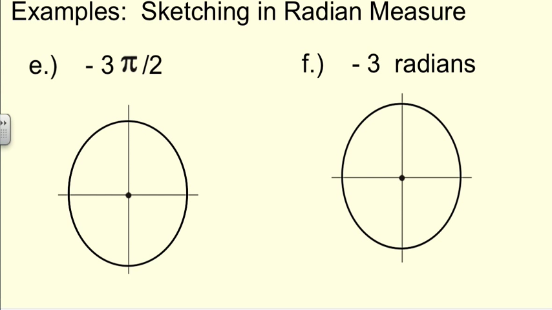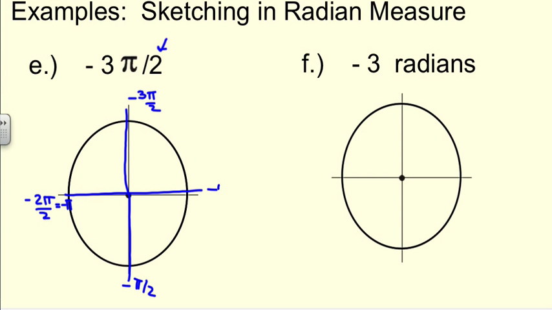Last two examples, negative 3 pi over 2. We're going in a negative direction. So I look at the denominator. The denominator is 2. So I'm going to split up the bottom piece in half. So this would be negative pi over 2. This would be negative 2 pi over 2, which also reduces to negative pi. I'm going to go up to the top, split it in half. This would be negative 3 pi over 2, negative 4 pi over 2, which reduces to negative 2 pi.